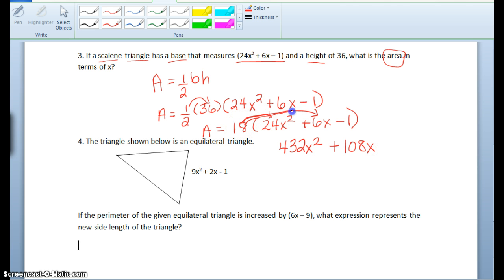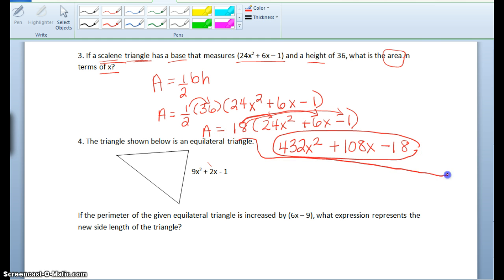Then lastly, we're going to distribute the 18 to the negative 1. 18 times negative 1 is negative 18. So the area of this scaling triangle in terms of x, that means we're looking for a variable expression, is 432x squared plus 108x minus 18. And that's it for the third problem.